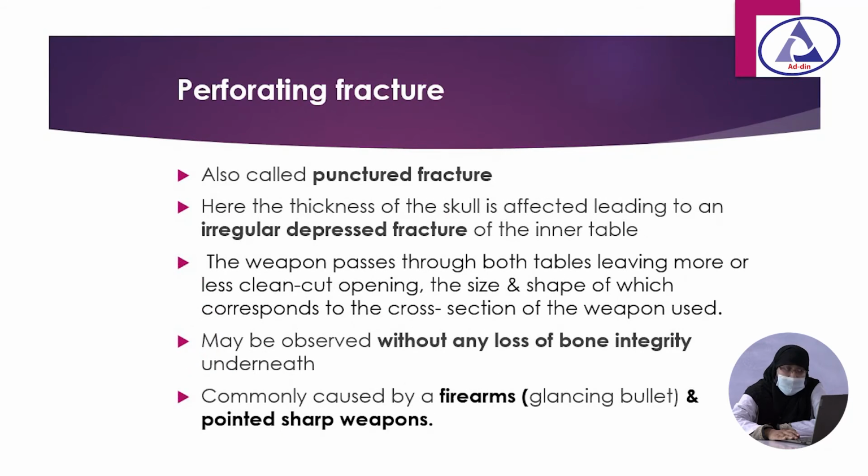In case of perforating fracture, there is an irregular depressed fracture on the inner table. The skull is affected, leading to the thickness, also called a punctured fracture. The weapon passes through both tables, leaving a more or less clean-cut opening with the size and shape corresponding to the cross section of the weapon used. It may be observed without any loss of bone integrity underneath. Common causes are firearm wounds, that is, a glancing bullet, and pointed sharp weapons.